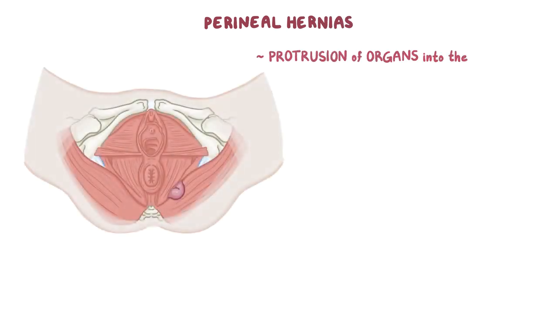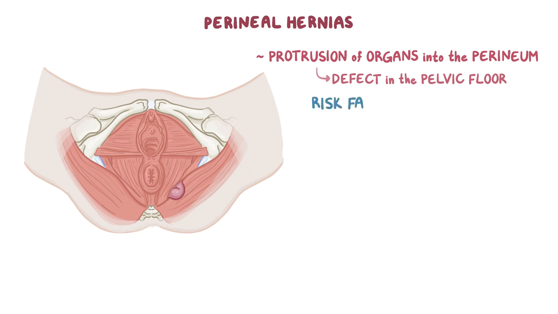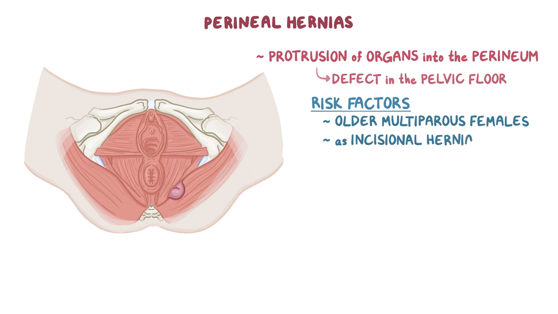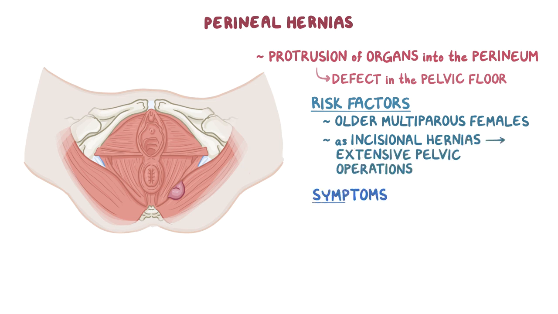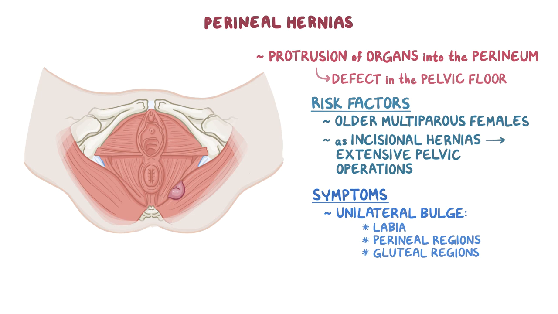Finally, perineal hernias are the protrusion of organs into the perineum through a defect in the pelvic floor. Perineal hernias typically occur in older multiparous females, or as incisional hernias in individuals with extensive pelvic operations. Perineal hernias cause a unilateral bulge in the area of the labia, perineal regions, or gluteal regions.